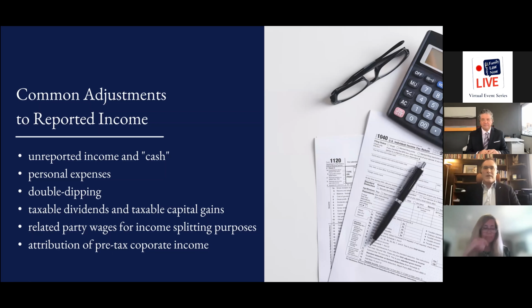Yeah, absolutely. Rapid fire overview. I agree with you. Each of these could be dug into much deeper. So the first common adjustment that we want to talk about is unreported income or unreported cash. The thing to remember is any unreported income or cash has to be added to the reported income and grossed up to its gross equivalent.